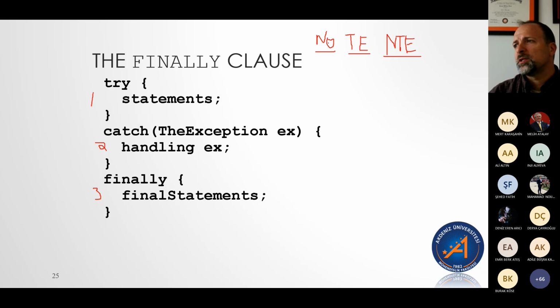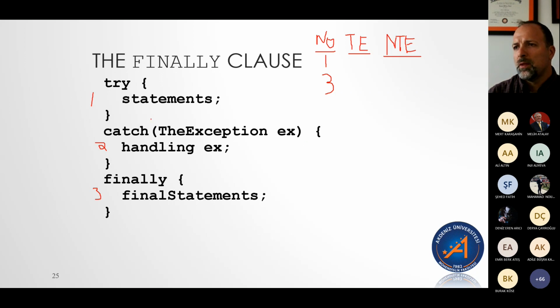So no exception occurs. We execute all of the statements in the try block. No exception occurred, so there's nothing to catch, right? So then 2 doesn't happen. So then 3 occurs.